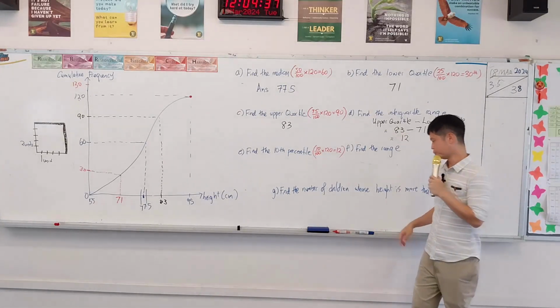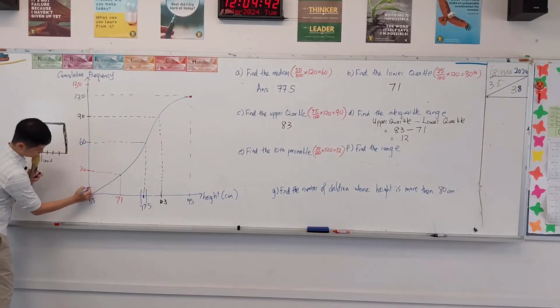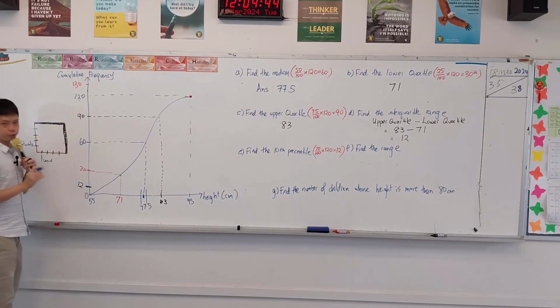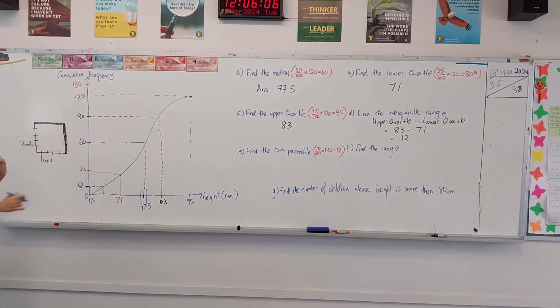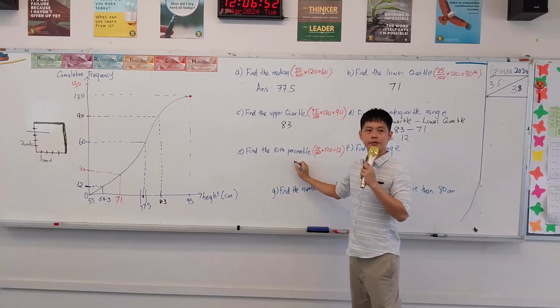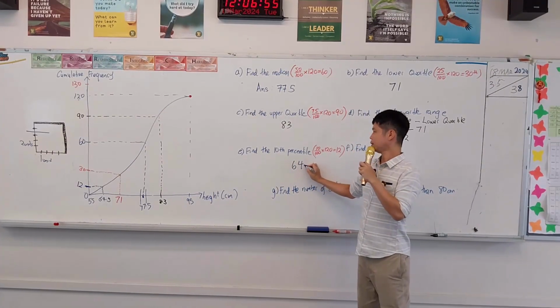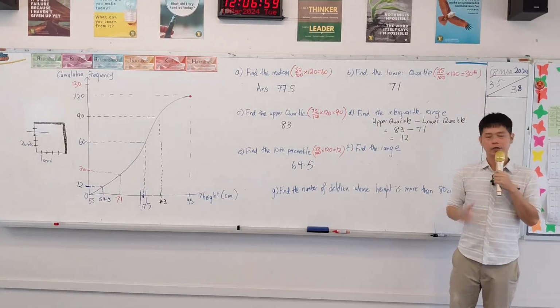Can you all read now? 12 children, which is here. The 12 children, you need to read the graph. So it is at 64.5, we will accept 65. All right, we will accept 65, but my answer is actually 64.5.